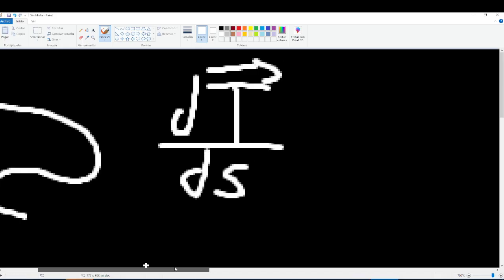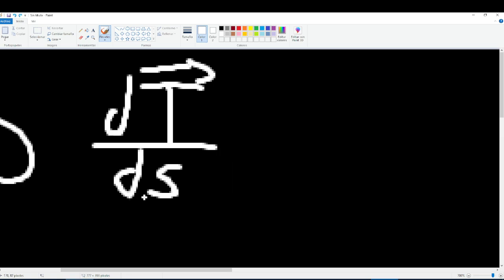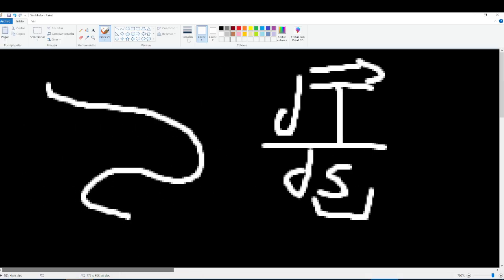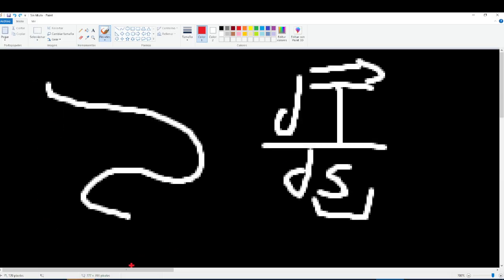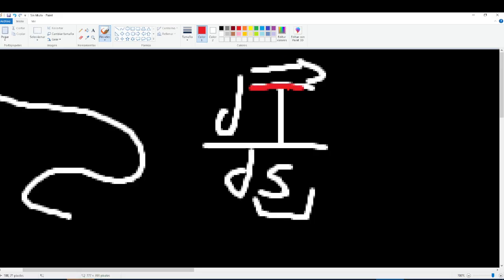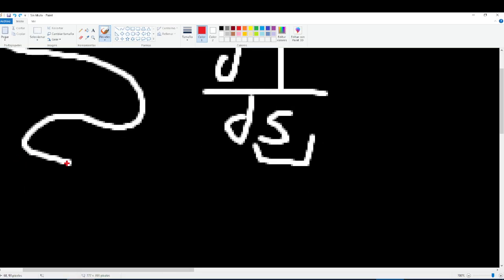S is the length of the function. For example, imagine this is a function in 3D space. It's like a line because it's a parametric function. S is like the length if you took this and straightened it out in a line, and you got this T vector, which is the tangent vector, which basically points in the direction it's moving.